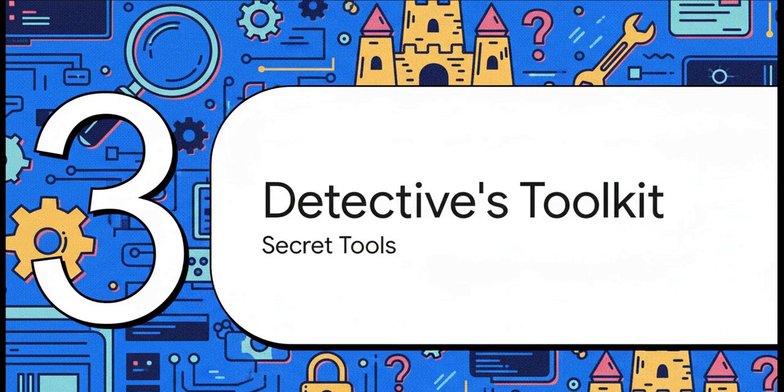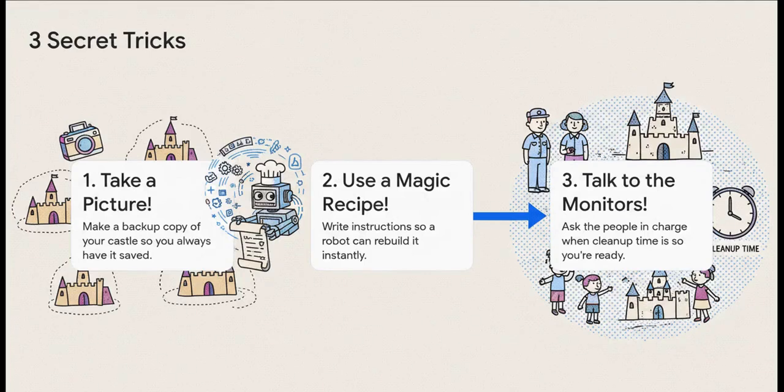Okay, so now that we know what's really going on, we can be super smart detectives and find a way to fix it. It's time to open up our detective's toolkit. Inside, we have some secret tools that are going to help us protect our amazing sandcastles. We've got 3 secret tricks. Ready? Trick number 1. Take a picture. That just means you make a copy of your castle so you have it saved. Easy. Trick number 2, and this is my favorite, use a magic recipe. This is like writing down a secret code that tells a robot helper how to rebuild your castle perfectly in just 1 second.